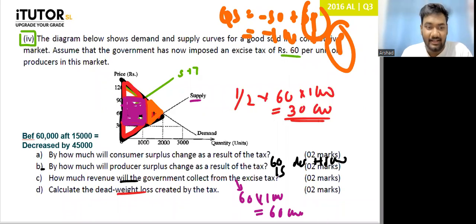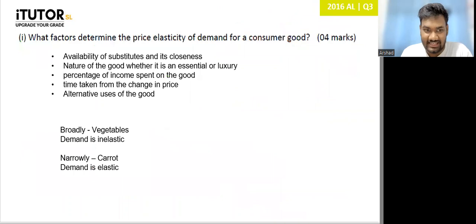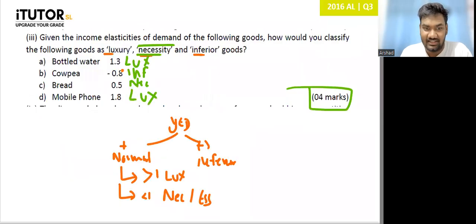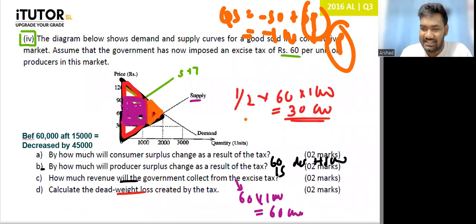Okay, right. That is 2016. It's an okay paper. How do you all think you all did? First one is the factors that determine PED. Second one is why is the thing elastic or inelastic. Third one is one of the easiest questions. Fourth one is also pretty easy. The only tricky part I think would have been this one, the second question.